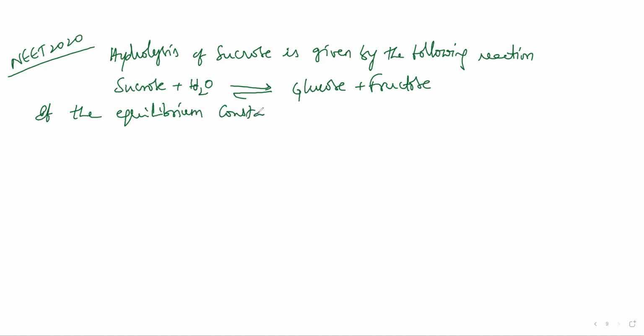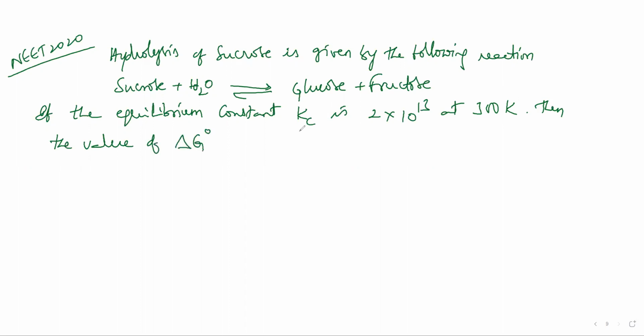Now the question: if the equilibrium constant Kc is 2 into 10 power 13 at 300 Kelvin, temperature is given, then the value of delta G naught at the same temperature will be. So now this is the question.